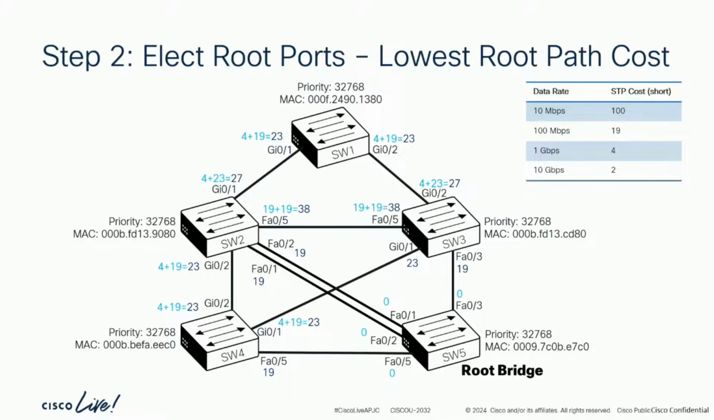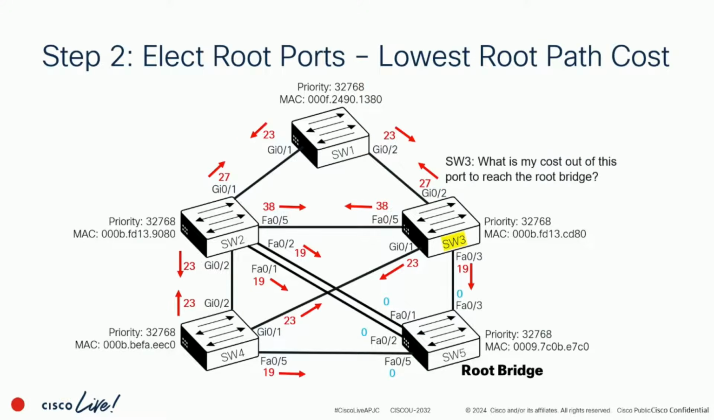I'm going to use the word hop. I know it's not a hop, but you get the idea, through every switch as we go there. Why is this one 38 out of this port? Well, it's 19 because it's a fast Ethernet port, and another 19 coming this way. So 19 plus 19 is 38. So this happens throughout the whole environment, and we know that I need to figure out the best one, right?